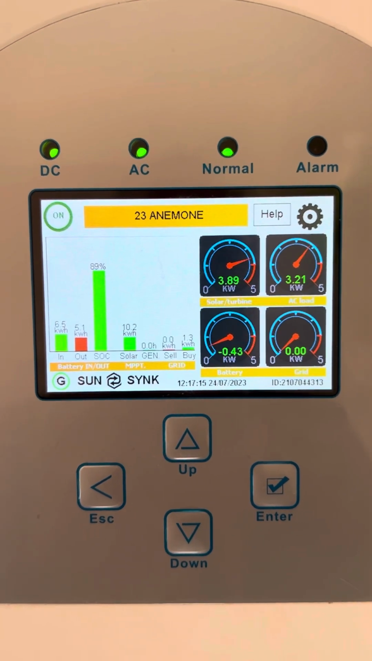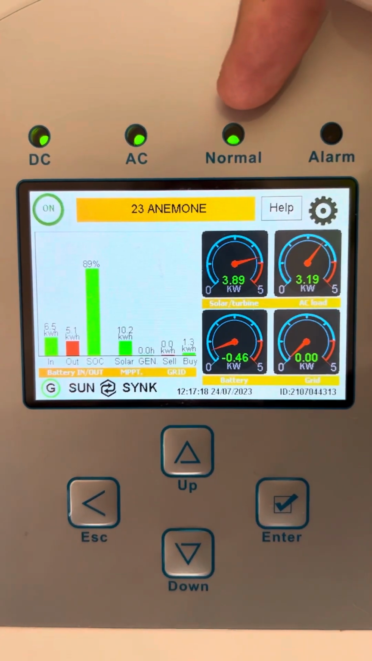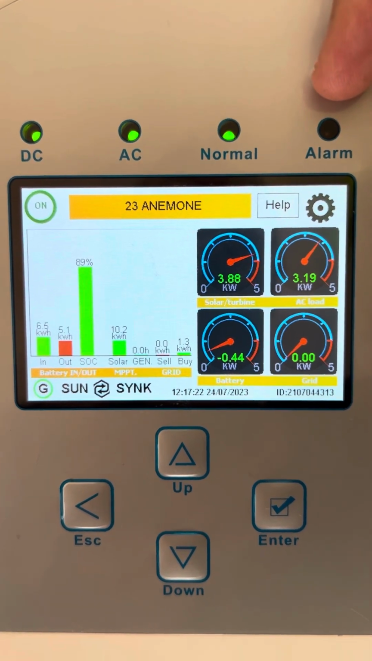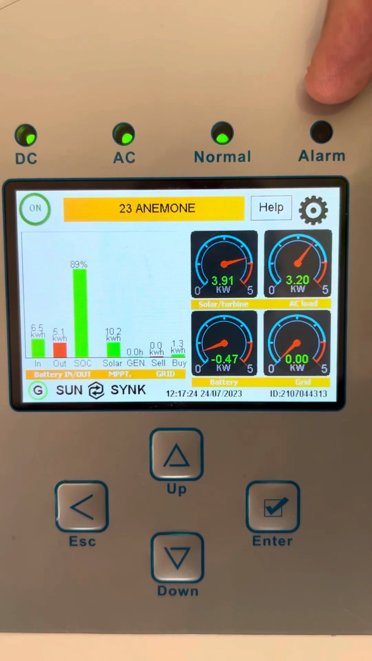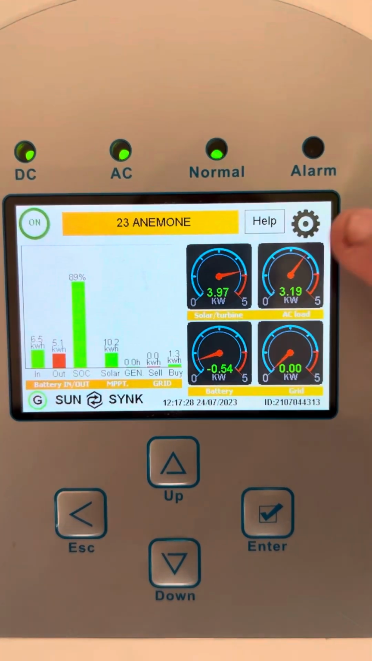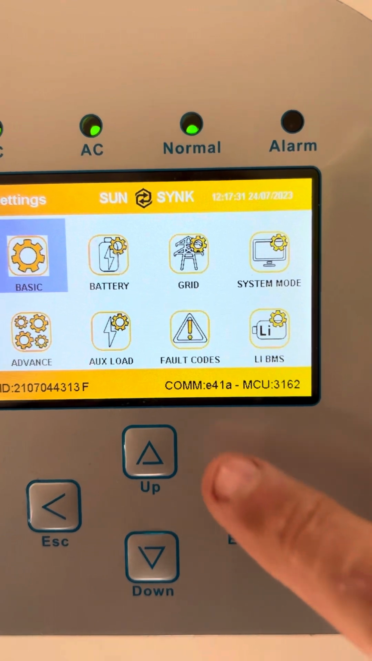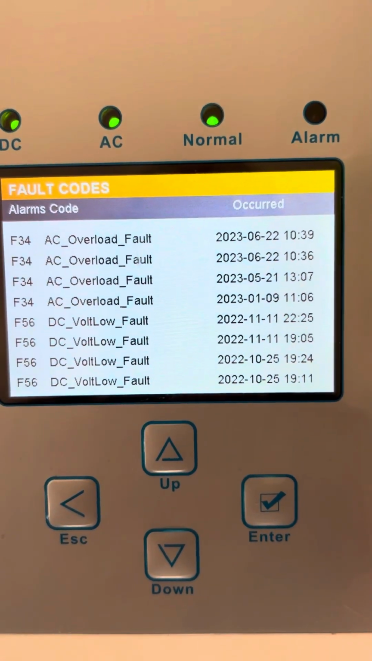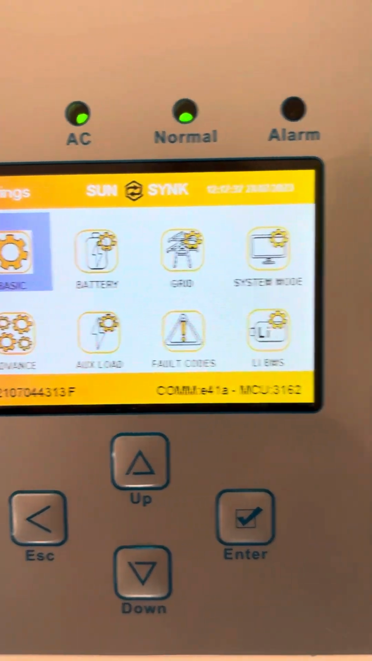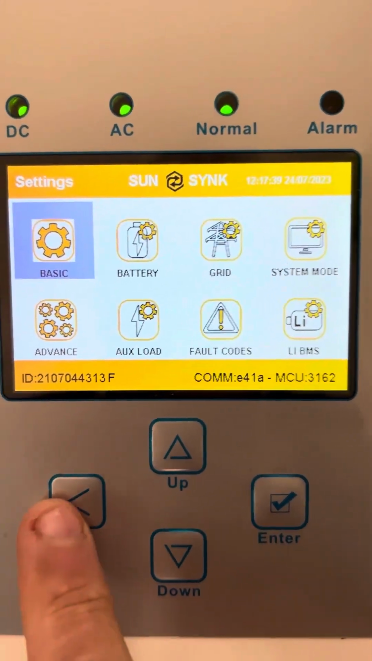The third light being the normal, just telling you the system is running as per how it should, and there's no alarm lights, which is normally red, to show you if there's any issues with the system. If you do have an alarm light, you can just go to your fault codes over there and it'll give you a list of items where something had gone wrong at some point.